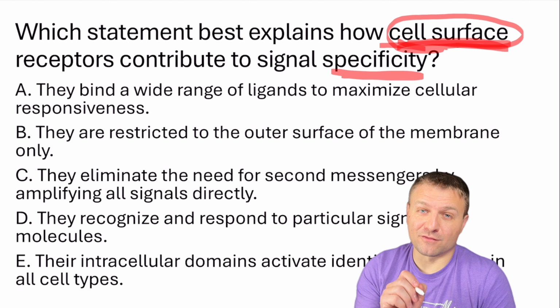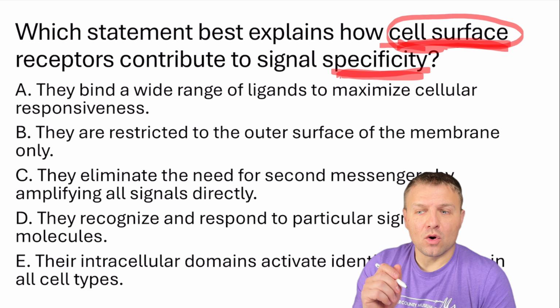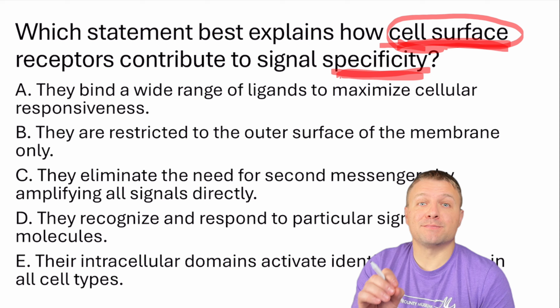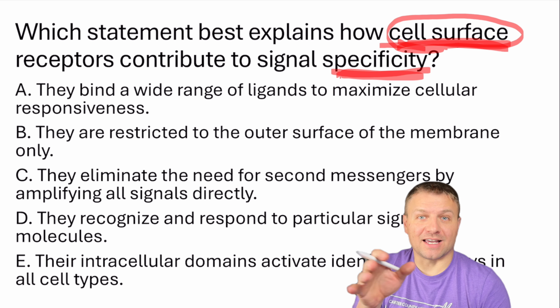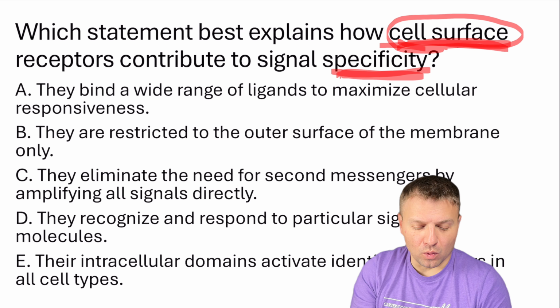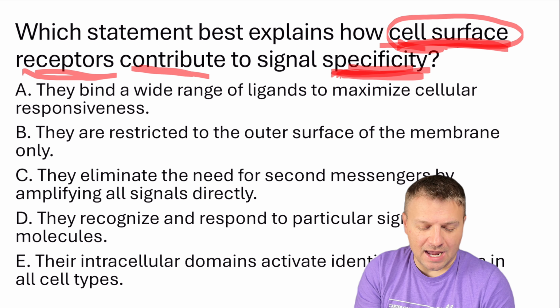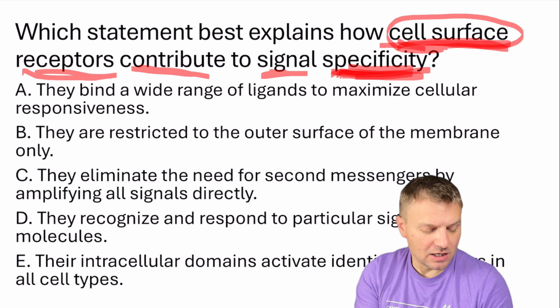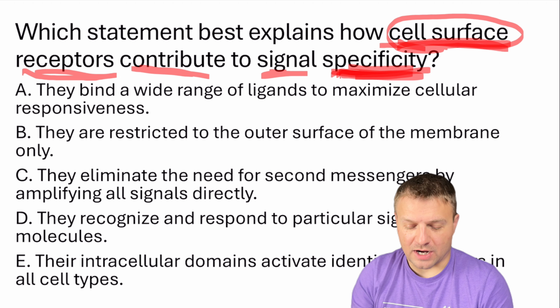Specificity. This is a tough word, not only to say, but it's tough to understand. This is saying, well, things are going to be specific. Things are going to have one thing that they work with, like a key and a lock. So what part of the receptor contributes to cells having a signal specificity? Let's go through these answers and try to knock off the ones that aren't correct.